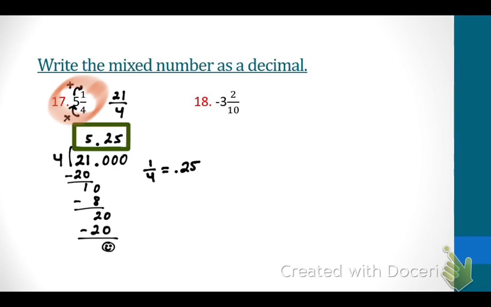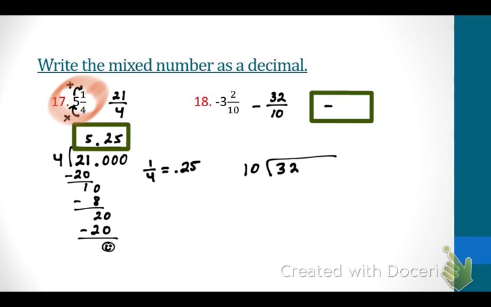All right, looking at the next one, negative 3 and 2/10. Zariana, what would that be as an improper fraction? 32 over 10. Positive or negative? It is going to be a negative. So we know whenever I come up with my final answer, it's going to be a negative, because if it's a negative mixed number, it still has to be a negative decimal. Now we're just going to come down here. 32 divided by 10.